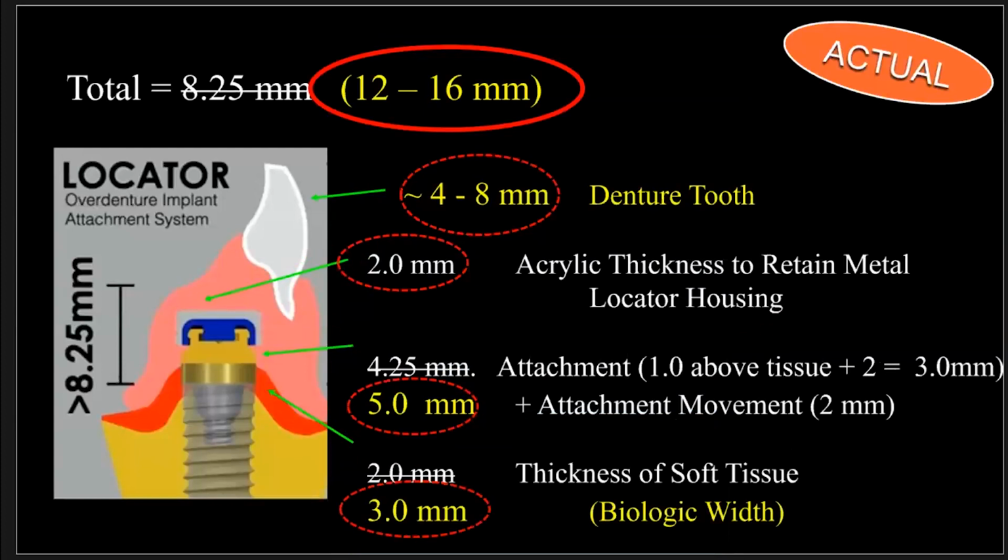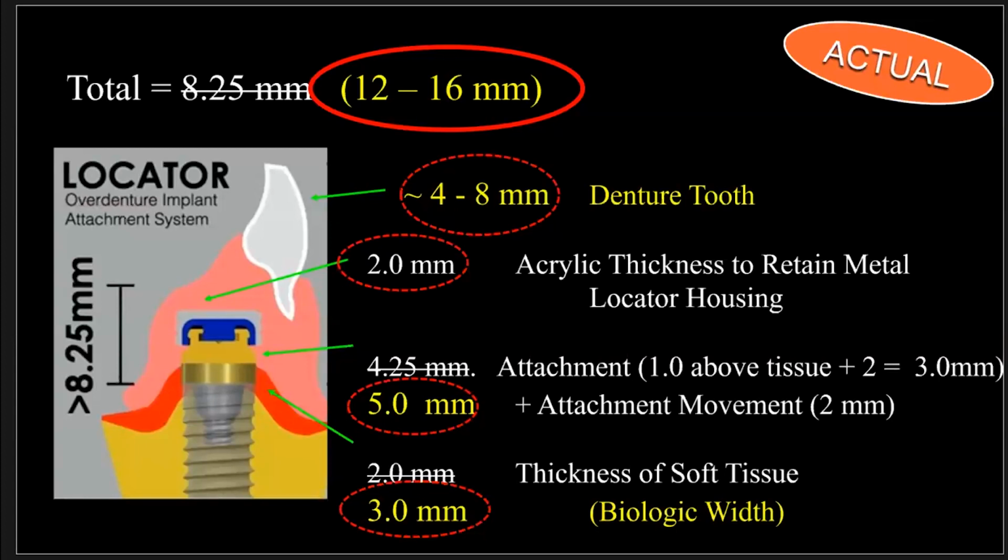So we kind of came up with our own space requirements here, and we found that you need about 12 to 16 millimeters depending on a couple variables. A denture tooth is going to range from anywhere from 4 to 8 millimeters or even greater in the anterior. 2 millimeters is adequate to retain the metal housing. You do need a little more space to allow for the movement. I'll go through that a little bit more. And then the thickness of the soft tissue. Everywhere in the literature, we talk about 3 millimeter biologic width, but here we're only getting away with 2 millimeters here. So that doesn't really make sense.